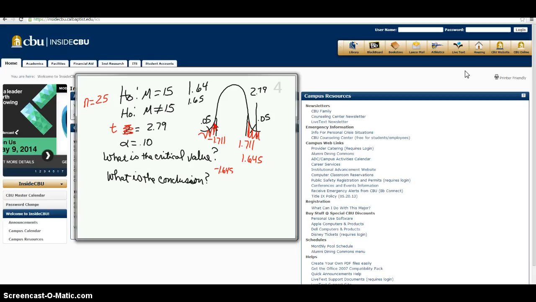So there's three of those little blue charts, one for z, one for t, and one for the proportion z. So you might want to put those on your formula sheet.